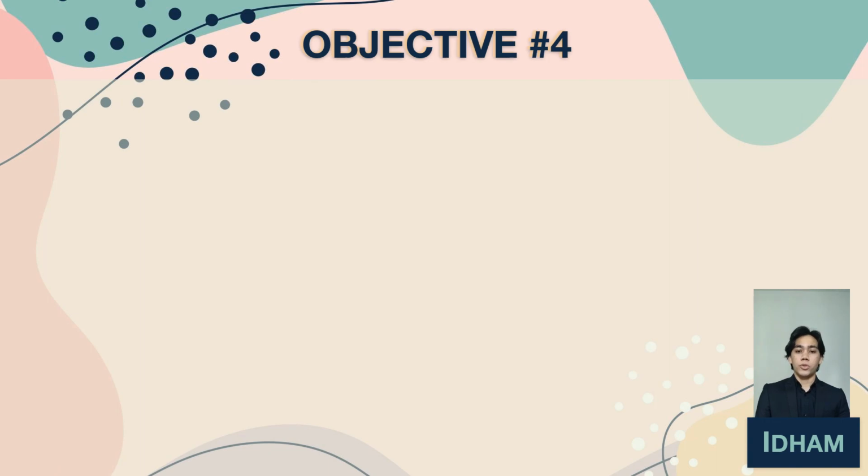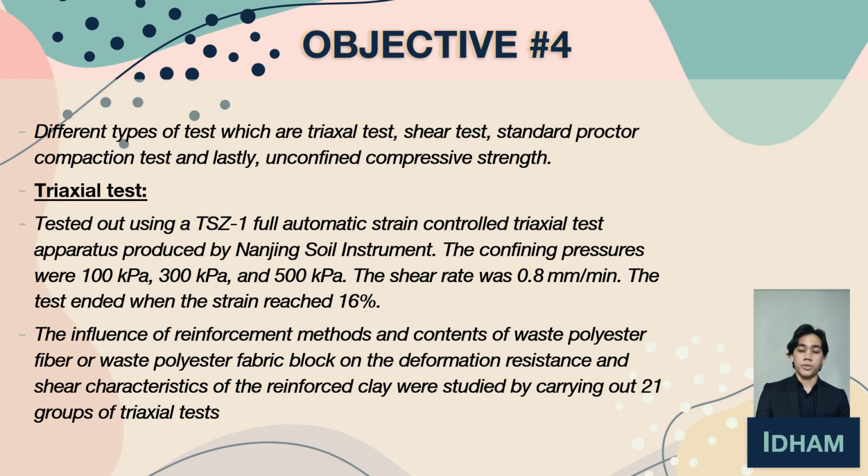Now we'll move on to the fourth objective, which is the last one, which is to review the shear strength properties of clay soil. From the findings, different types of tests were used, which are triaxial test, shear test, standard Proctor compaction test, and lastly unconfined compression test. We will get into details of the triaxial test.